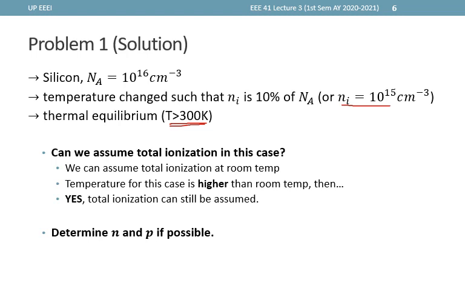Next, determine the N and P if possible. So note that for this question, we know that the material is in thermal equilibrium. We know Ni, which is different from 10 to the 10. It is actually 10 to the 15.